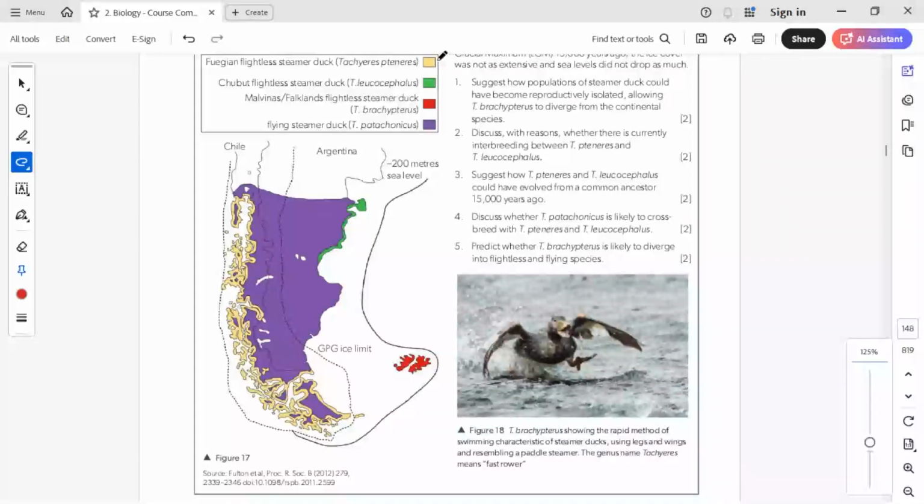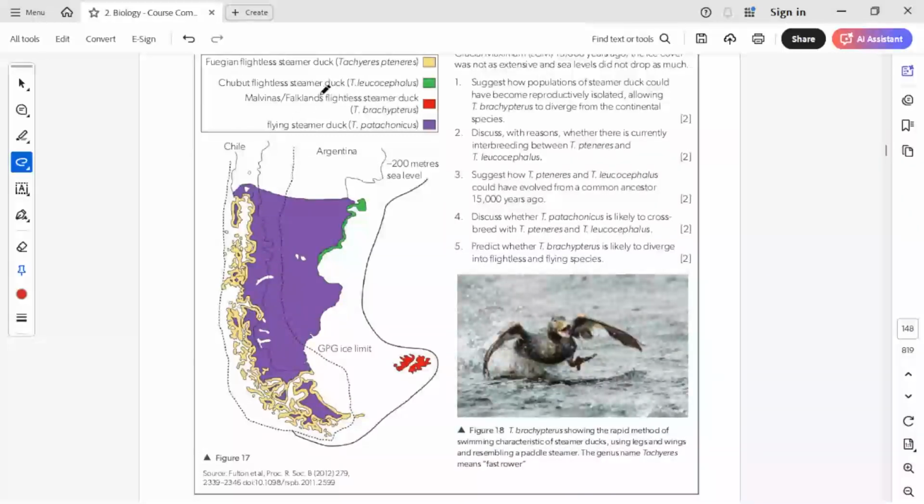So this yellowish color is showing the particular steamer duck, which is Fuegian, which is flightless. So here we can see it in the coastal area, the outer areas, and there's a continuous occurrence of this particular species in this area, which shows this is flightless, but they can actually breed in this area because a lot of members of the same species are available over here for breeding.